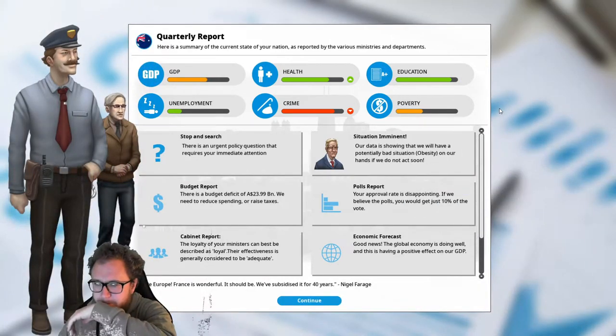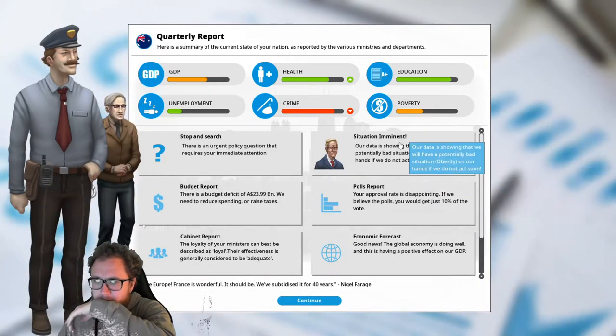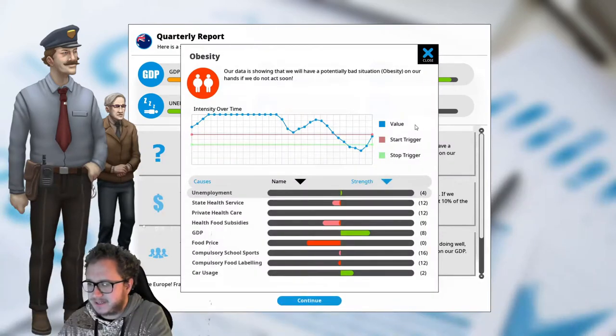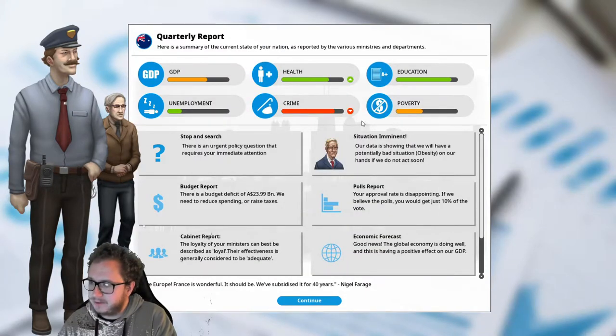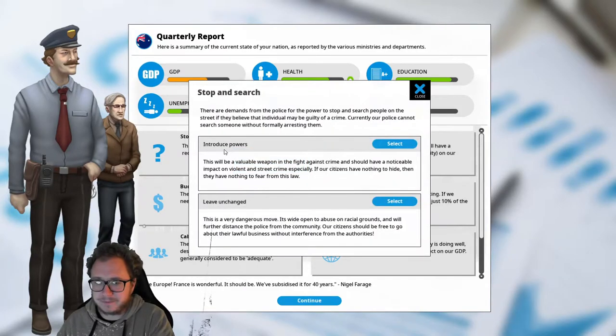Okay, so obesity, the health food subsidies is going to help that drop right down. That'll take a bit of time to implement, so we'll just watch that at the moment. Crime dropped on that one. The GDP is not in an upward state, so we might need to do something about the GDP in businesses.